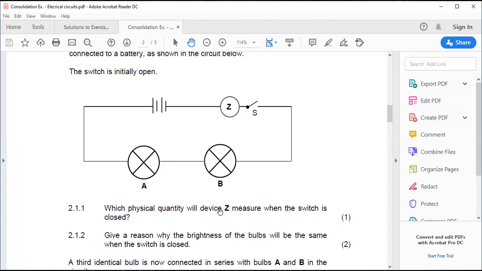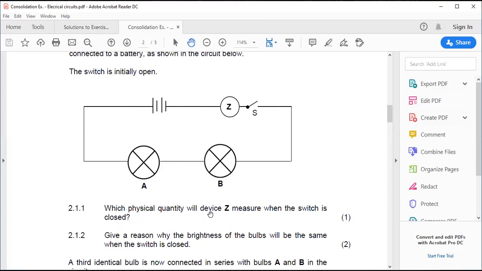2.1.1, which physical quantity will device Z measure when the switch is closed? Looking at the arrangement, it's in series. This device is connected in series. Of the two devices that measure quantities, an ammeter and a voltmeter, the ammeter is the one connected in series. If it was a voltmeter, it must be connected in parallel, across. So Z must be an ammeter.